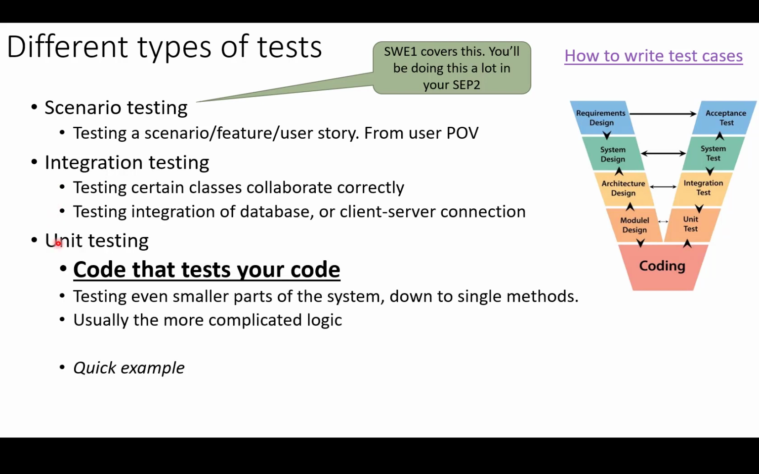Okay, so we get to unit testing, and basically you write code that tests your code. That's the point of it. So we want to test the smallest parts of our system, down to single methods. I have, for example, a method that can calculate some date or some number, and I want to test that method given these inputs. Do I get the expected output? They are usually interesting for slightly more complicated logic.